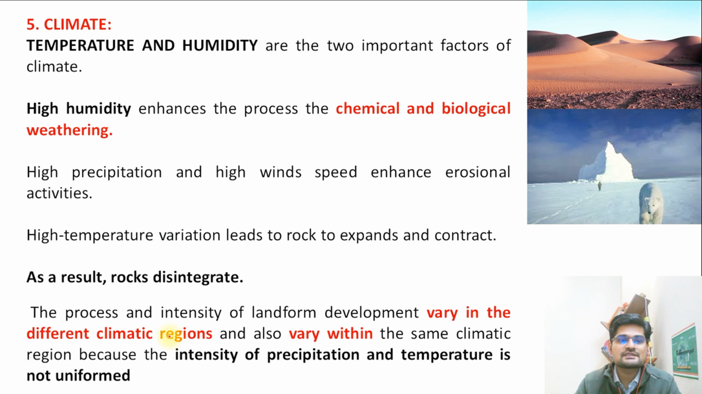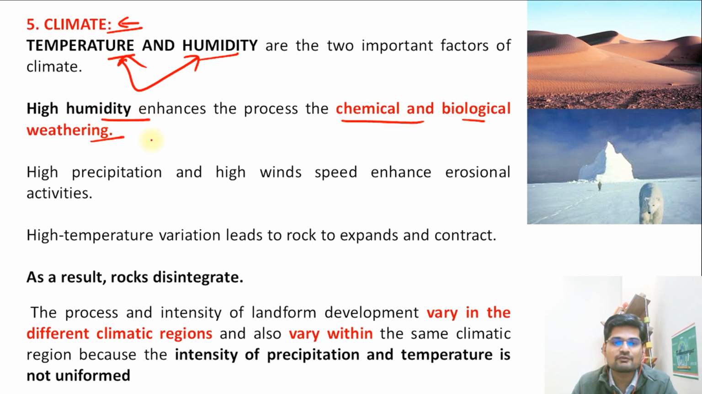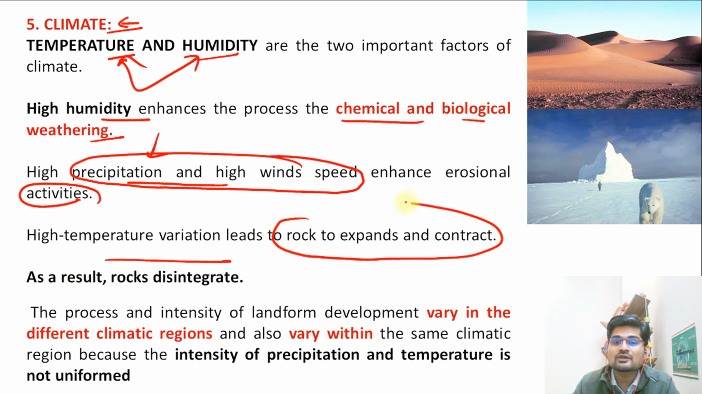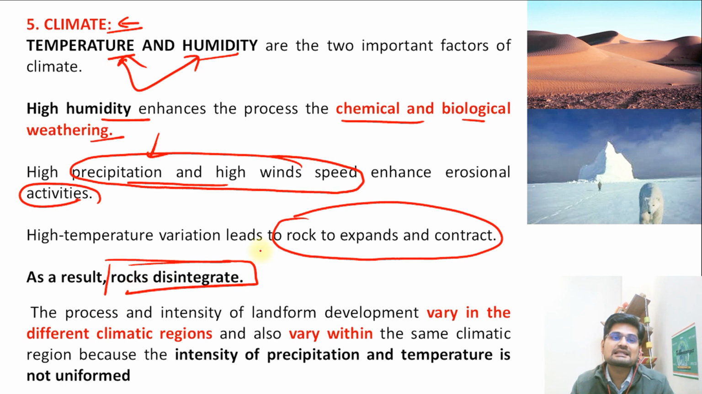Then come to the fifth point, which is climate. Climate has different attributes like temperature and humidity. These are the two major factors that determine the landform. High humidity enhances chemical and biological weathering. We have already learned about it in detail. If wind speed and precipitation are both high, they enhance erosional activities because these are the agents of erosion. High temperature variation leads to rock expansion and contraction and thereby weathering of the rocks. There is a change in shape as well. As a result, rock disintegration happens and there is a change of landform.